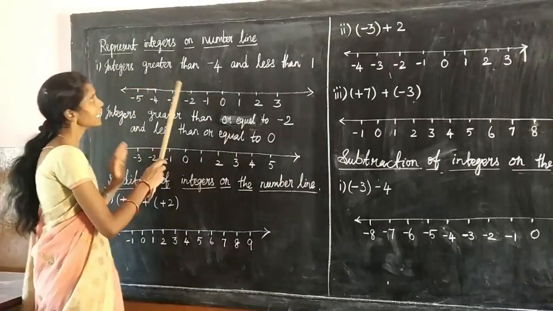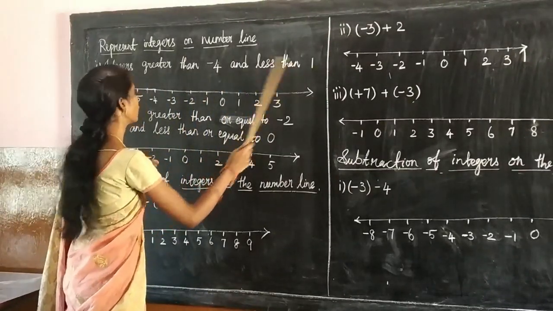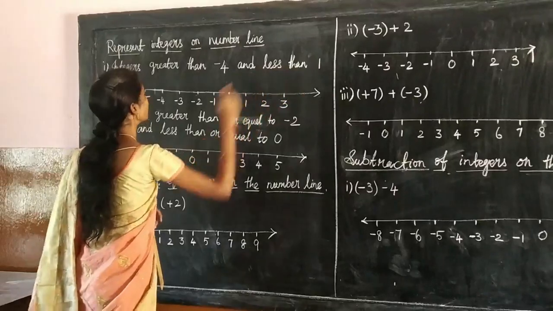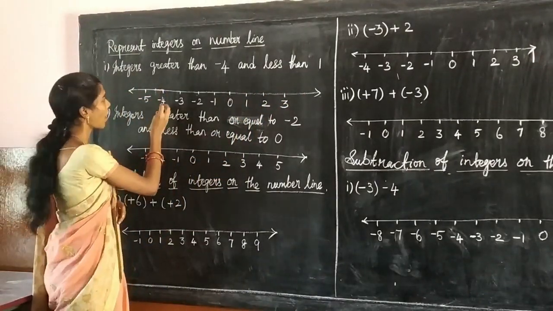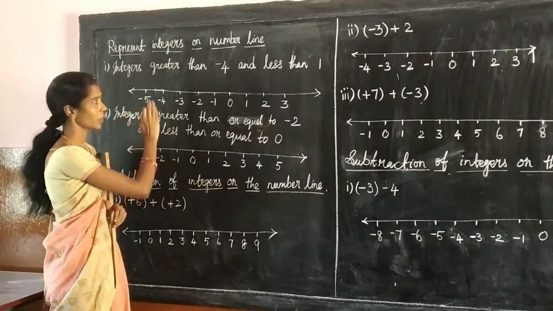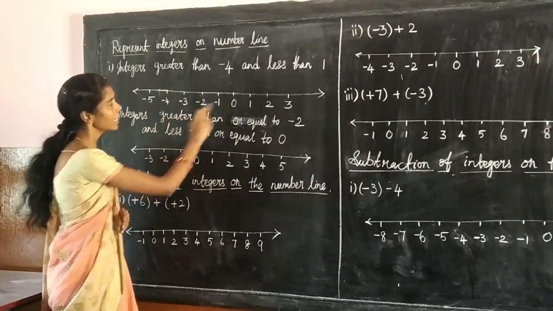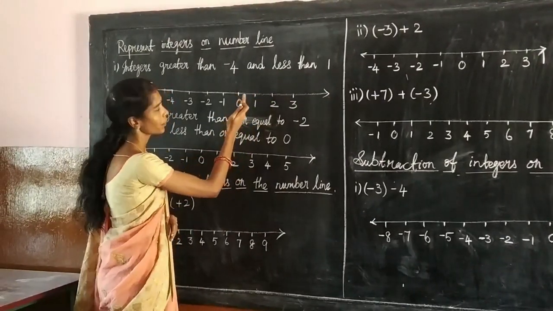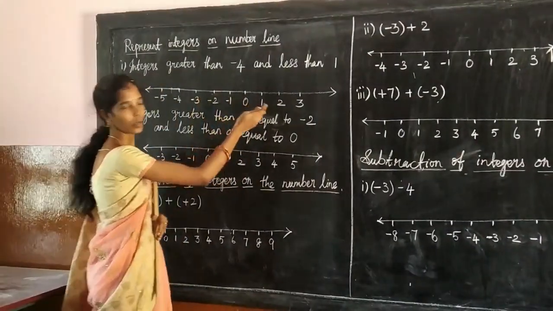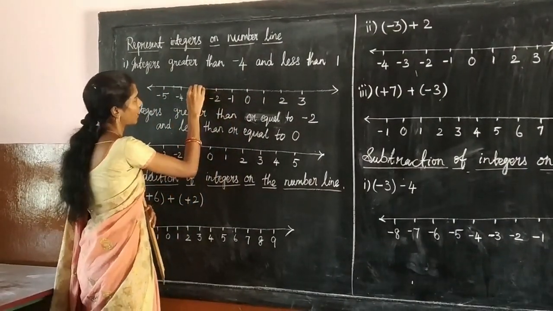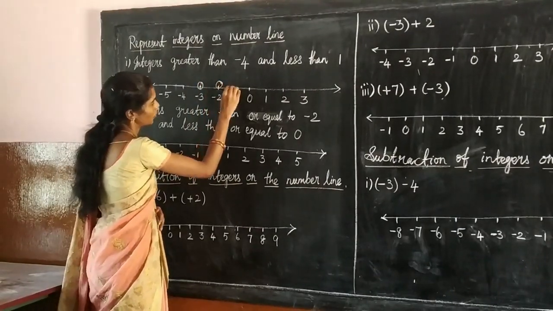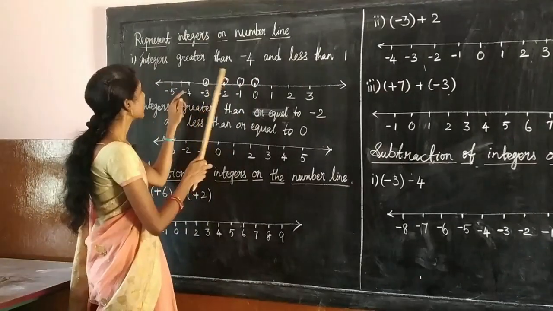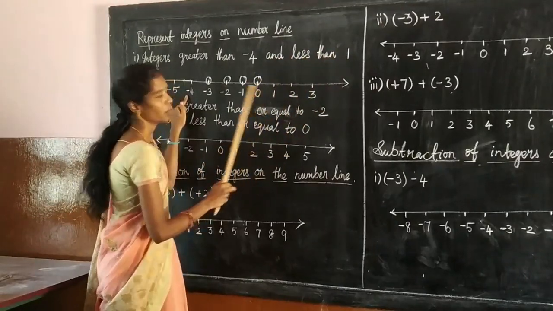First one, integers greater than -4 and less than 1. Okay. So, greater than -4 means we have to look at the right side of -4. Then less than 1. Okay. Less than 1 means the left side of 1. So, what are the numbers? -3, -2, -1 and 0. So, these are the integers greater than -4 and less than 1.